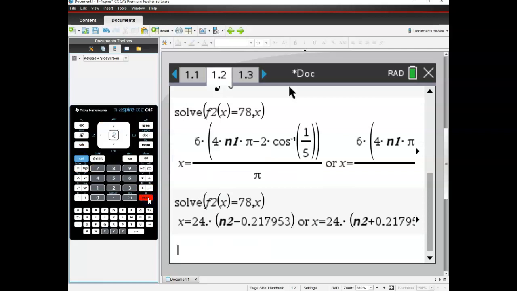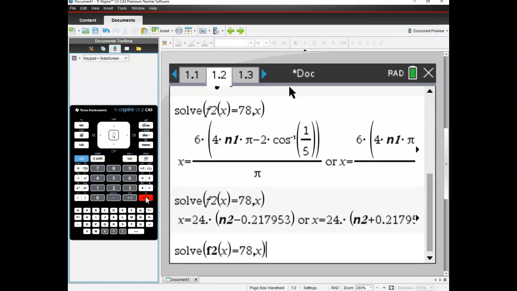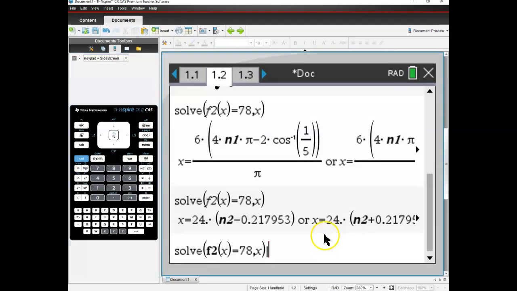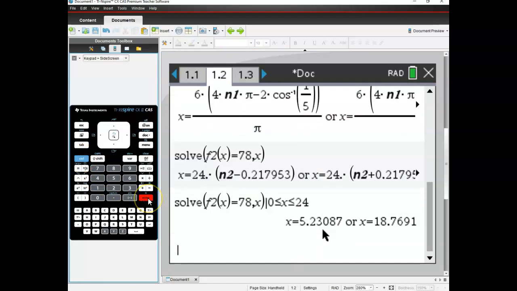Whoa, what's going on here? Oh, that's right. Trig functions are what they call periodic functions, and there's an infinite number of solutions. Okay, it's finding all the intersections of this entire curve from negative infinity to positive infinity. So, what we do when you do this, you need to put a parameter on your function. So you're going to say solve, your function equals whatever comma x, and then you're going to use the such that bar, and we're going to type in our parameters such that 0 is less than or equal to x, which is less than or equal to 24, and then there they are.